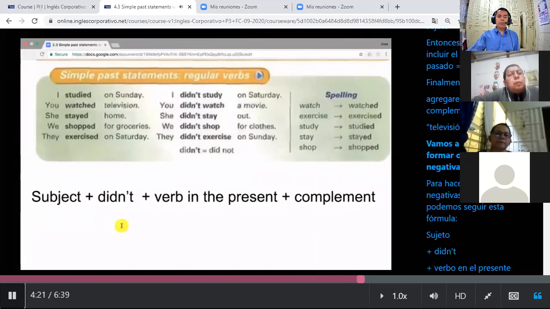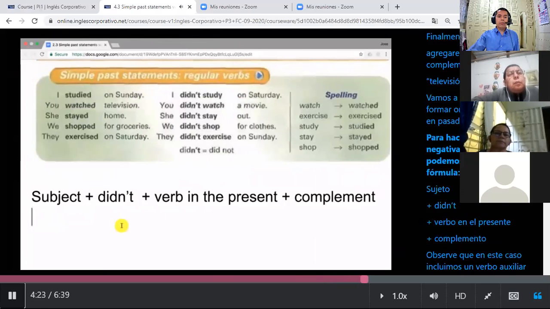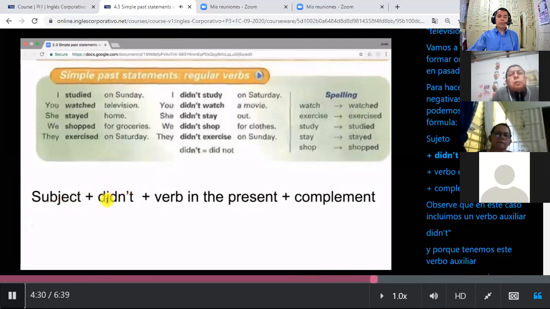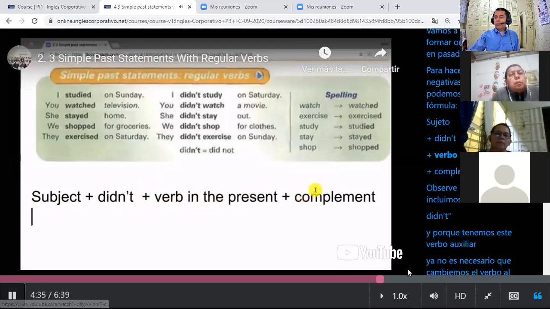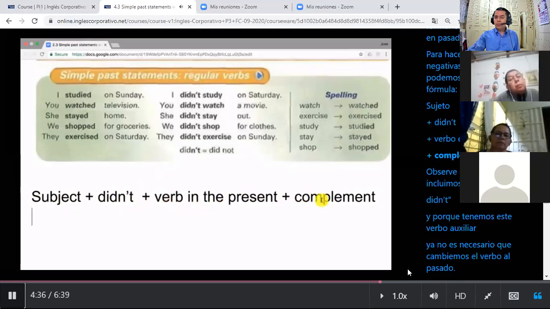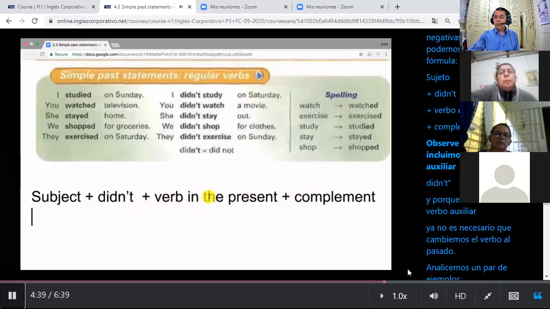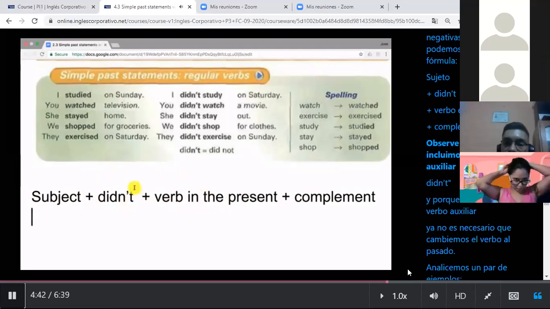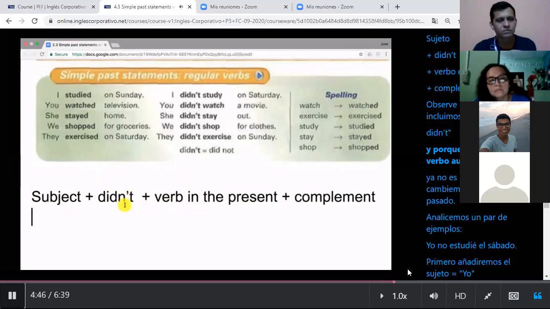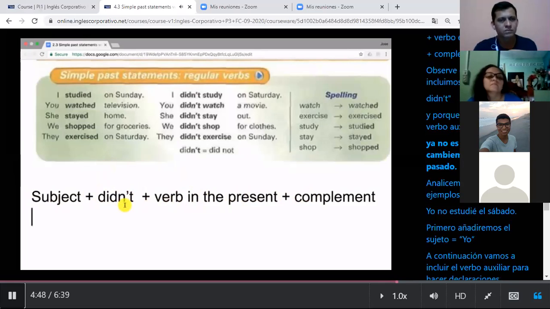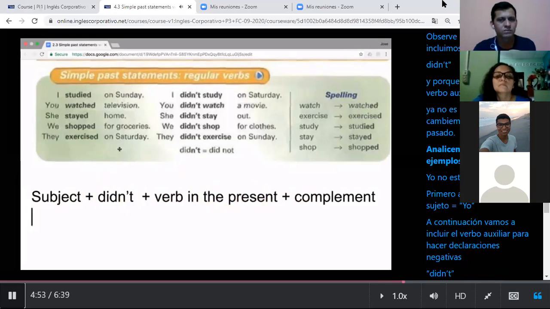Let's learn how to make negative statements in the past. In order to make negative statements in the past, we can follow this formula. Subject plus didn't plus verb in the present plus complement. Notice that in this case, we include an auxiliary verb, didn't. And because we have this auxiliary verb, we will no longer change the verb to the past tense. Let's analyze a couple of examples.